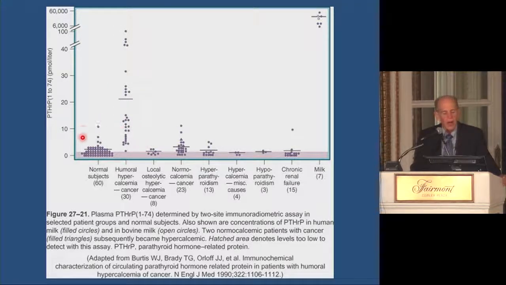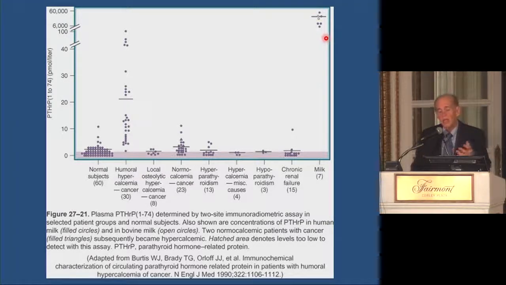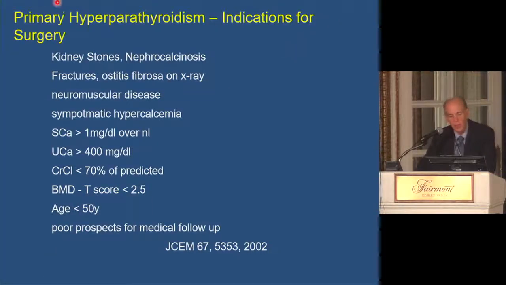Again, there's overlap. Repeat the test. If you repeat the test, these tend to segregate nicely. Note, everything else has a low PTH-RP, except, and you're never going to measure this, but it's fascinating, breast milk. You know how women secrete all that calcium to feed their babies? PTH-RP. Fascinating. You learned something this morning.